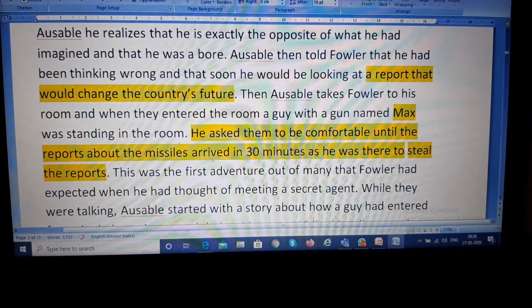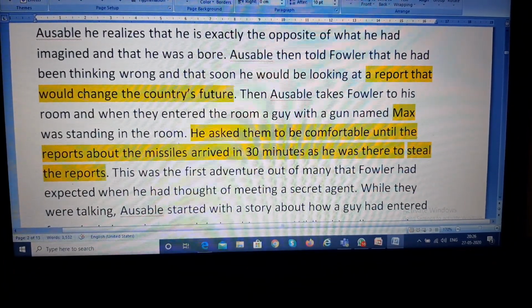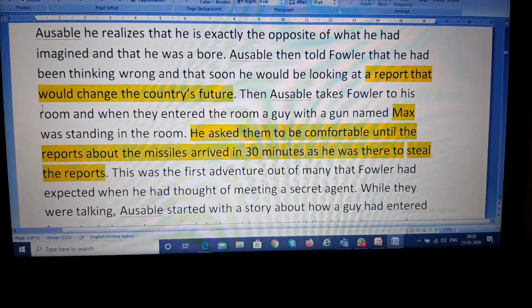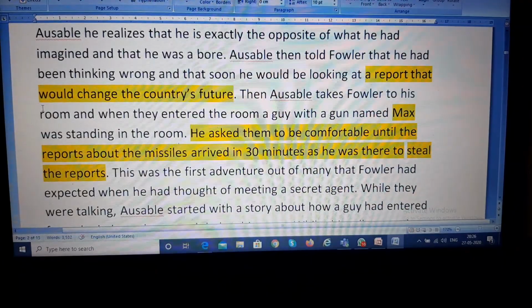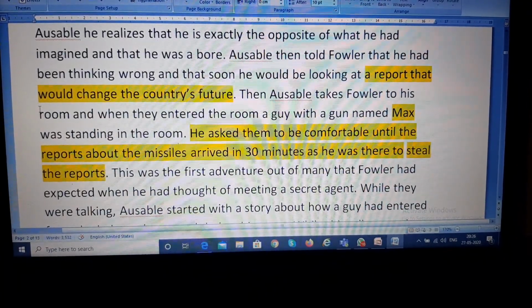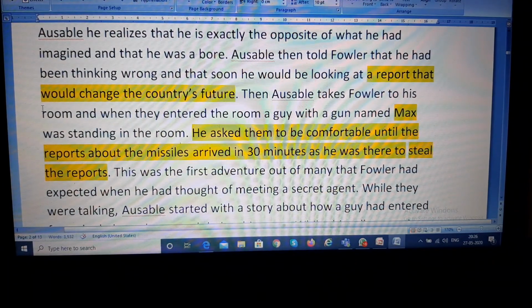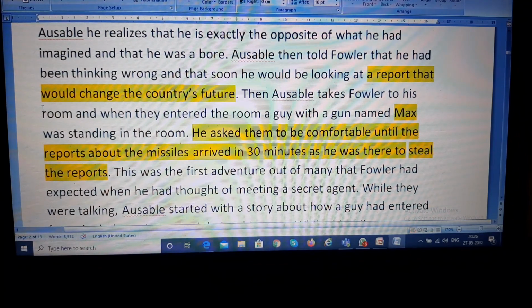Then Ausable takes Fowler to his room. After spending a few minutes with Fowler in the hall below the hotel, he takes him to his room, and while passing through the passage, Fowler can easily feel that musty smell. Musty smell means a place which has been damp for a very long time. The room of Ausable was on the 6th floor, as described in the chapter. That is the top floor of that hotel.